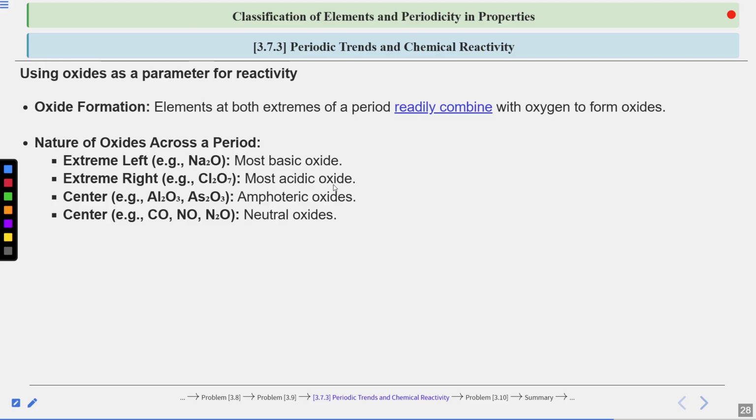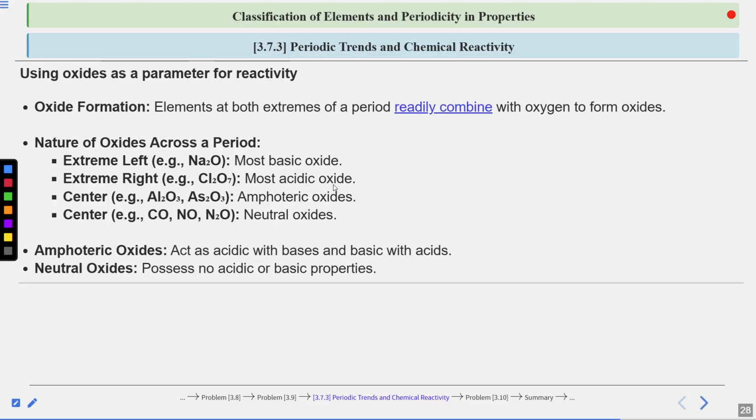Remember, the center can also be divided into two parts. The left center, like your aluminium and all, forms the amphoteric oxide, whereas the right center will form the neutral oxide. So you can see that as we are moving from left to right, the basicity is decreasing and the acidity is increasing for the oxides, right? I guess it is clear to all of you. So this is very important to understand.